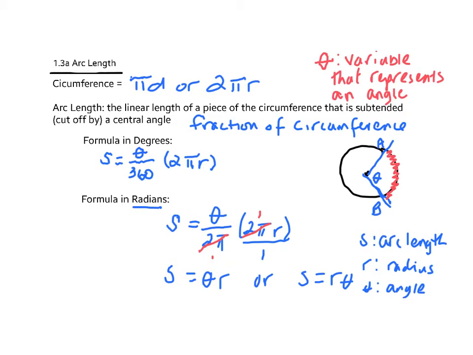It's very important that you pay attention to the units that are given on your central angle. If your central angle is in degrees, then you're going to use this formula here, theta over 360 degrees. But if I'm in radians, then I would want to use this one, because this is a simplified version of the formula if we are given radians. So we can look at a couple of examples to see what's going on here.